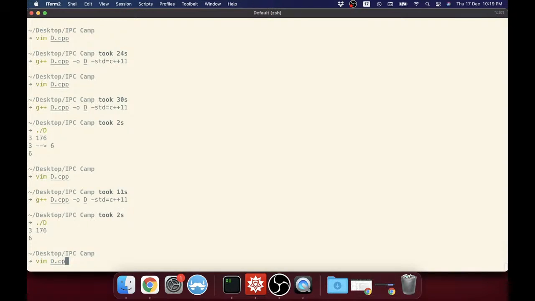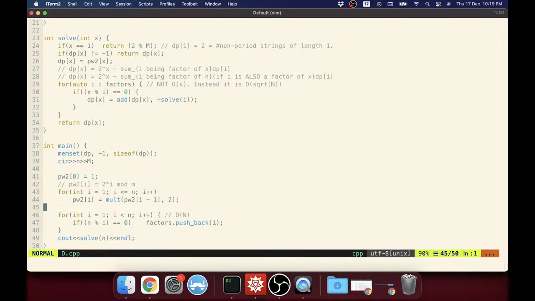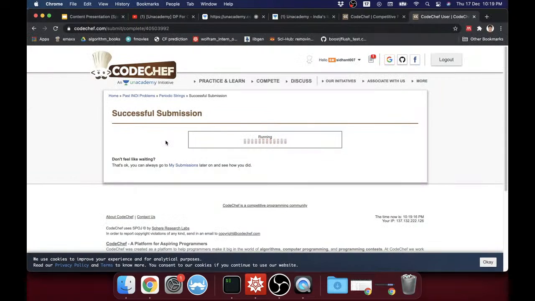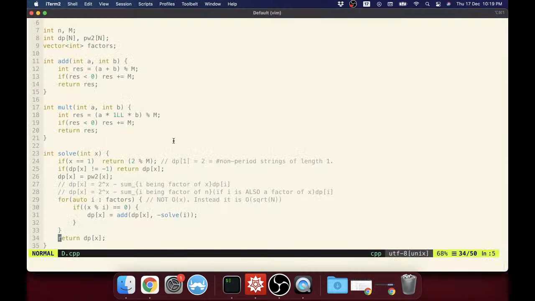Again, notice the implementation wasn't that tricky if you do it correctly. You just had to create a factors list, powers of 2, the mult and the add function, and the main recursive solve function, the DP calculation. That was the main part. But the DP part was pretty simple. In its entirety, it's not even 7 lines of code or something.